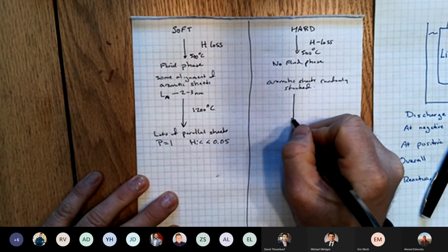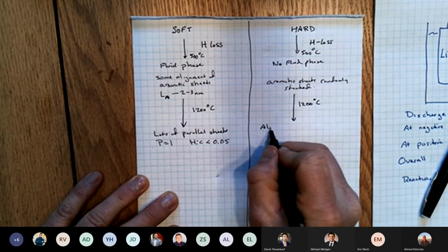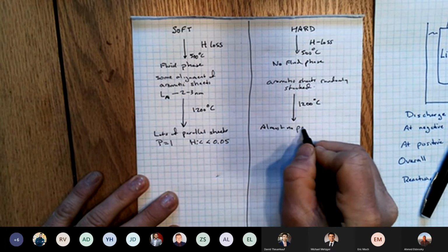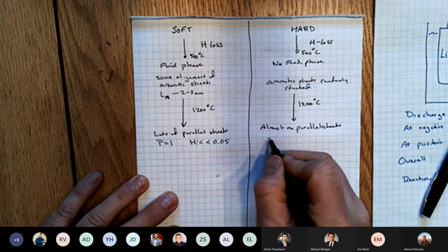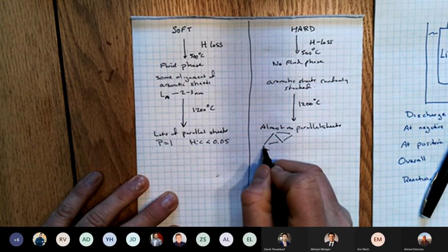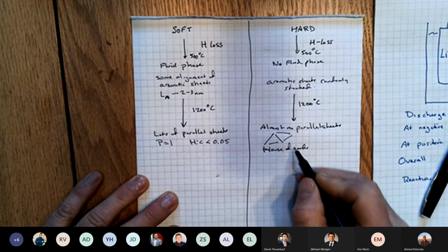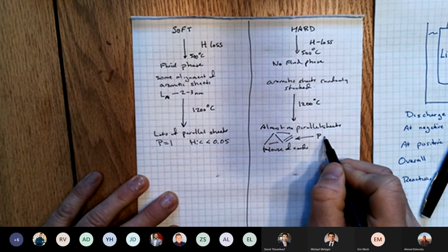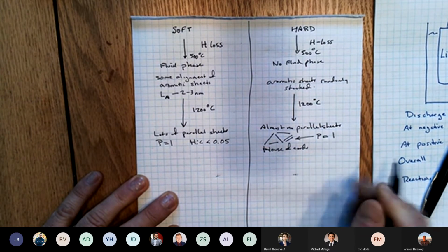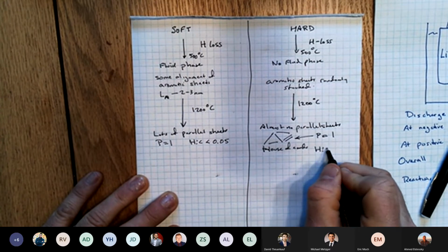For the hard carbons, when you heat to 1200 degrees C, you have almost no parallel sheets. So you have a sort of house of cards type of carbon. And if you do have some parallel sheets, a couple of them, still P is equal to 1. They're randomly rotated relative to each other. And the hydrogen carbon ratio is basically the same.